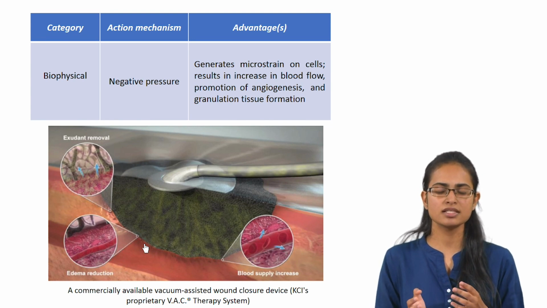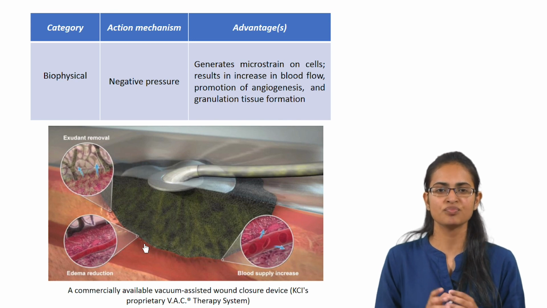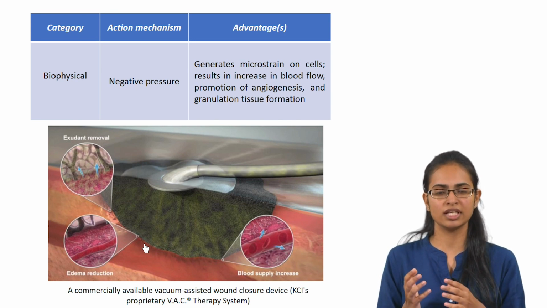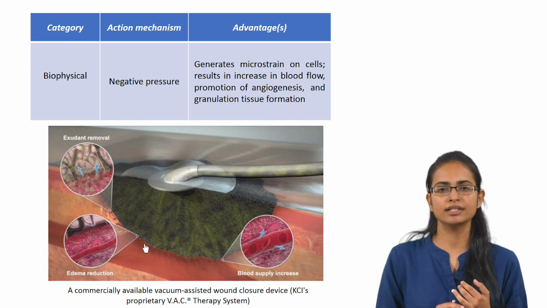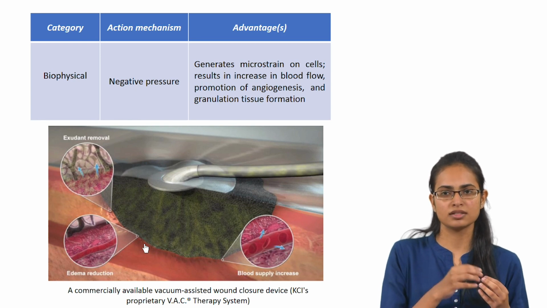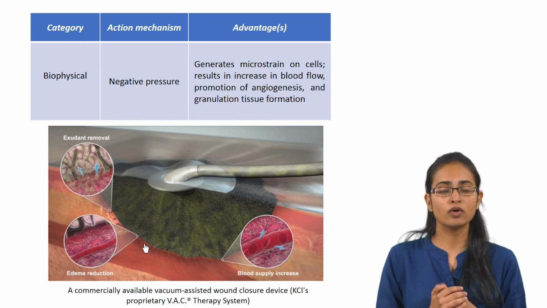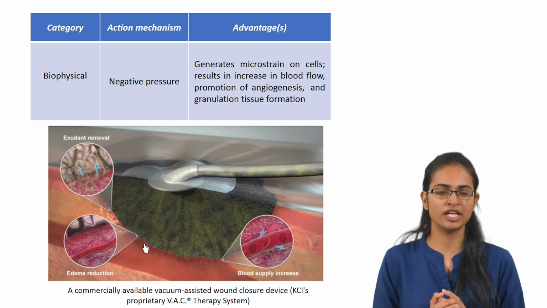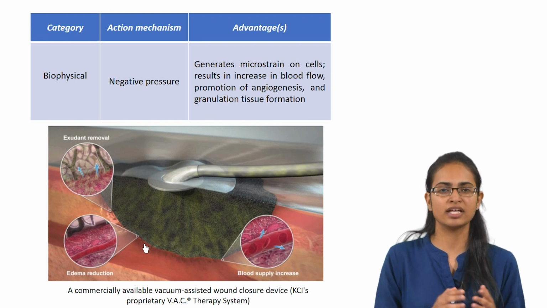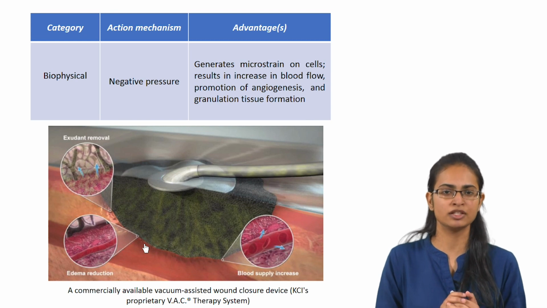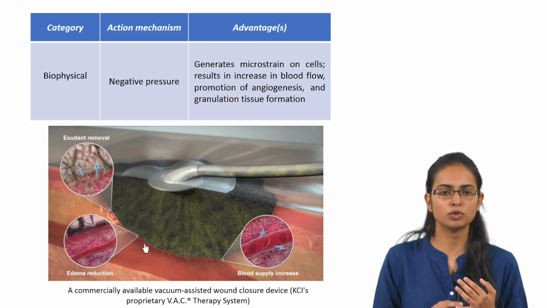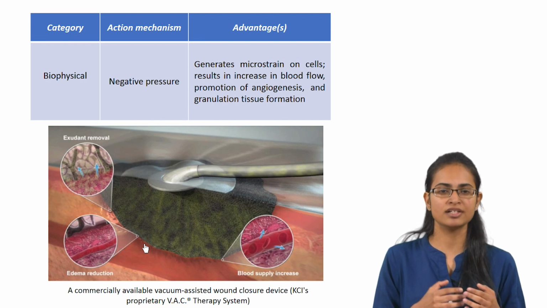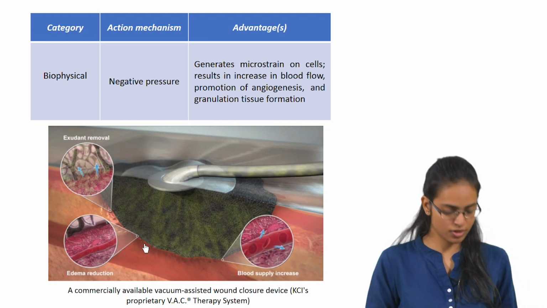These devices mainly vary in the filler material that is used. Either foam or antimicrobial gauze dressings have been used, and they also vary in the suction catheters that have been used. They also vary in the intensity of the negative pressure that has been applied, which varies from 50 to 125 millimeters of mercury. In this figure you can see that on application of negative pressure, there is exudate removal, edema reduction and blood supply increase.